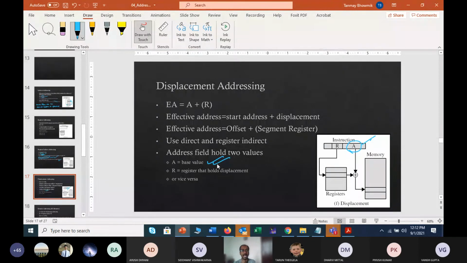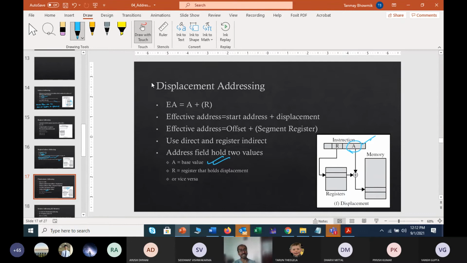So what was the base value in your example? The distance from your home to the Botanical Garden metro station is your base value. And what was the displacement? That means from the Botanical Garden metro station to your university, that is the displacement. And who was your segment register? The bus or the cab, that is the segment register. Okay, so this was the example of displacement addressing.